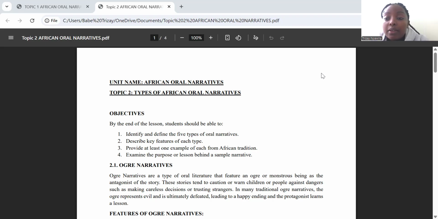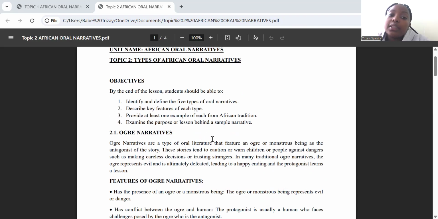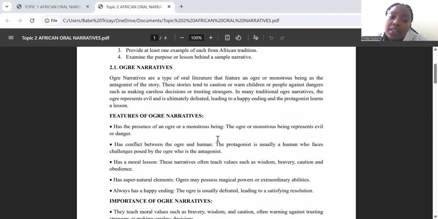So by the end of this topic, I need you to be able to define each and every one of the oral narratives that we're going to discuss, and also be able to know their features. And if you were given an example of a narrative, would you identify it as an Ogre narrative, a trickster narrative, or a fable narrative? So we will continue. Our first narrative will be Ogre narratives.